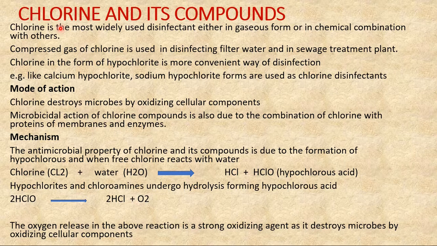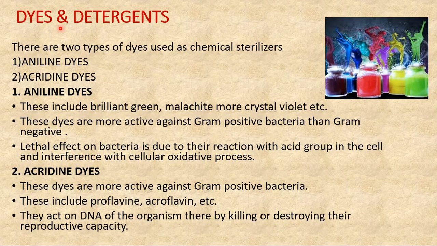Then moving to the next type of disinfectant, that is dyes and detergents. Let's see the first one, dyes. There are two types of dyes used as chemical sterilizers: one is the aniline dye, another one is the acridine dye. Aniline dyes have examples like brilliant green, malachite green, crystal violet, etc. We majorly use all these things in our microbiology laboratory to stain the bacteria, isn't it?